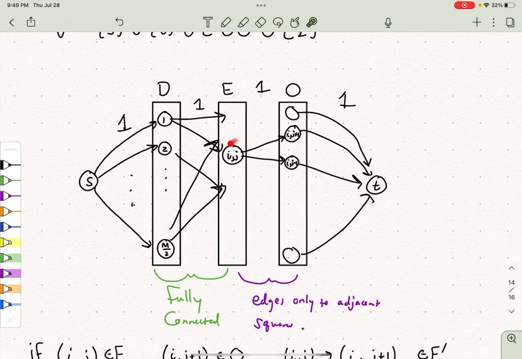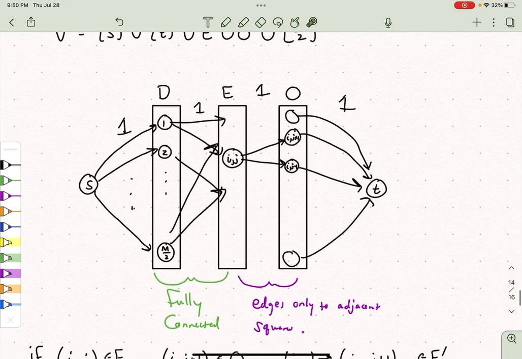On the other hand, there are differences between E and O. So we only have an edge from some square ij to possibly 4 other squares, the adjacent squares. So we only have an edge from a square in E to a square in O if they were adjacent on the board. So for example, this would be the square to the right, this is the square to the left of ij. So this is what our flow network will look like.